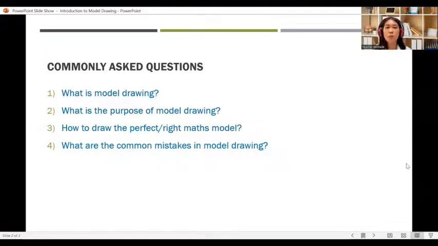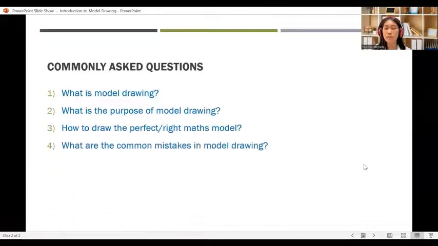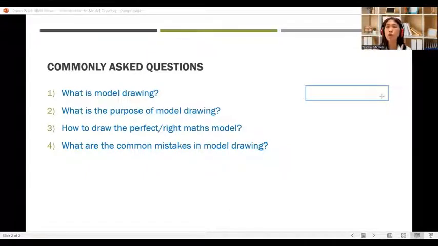When we talk about model drawing, we are basically using rectangles to represent all the information from your word problem. We will have one rectangle to represent one parameter that is given in the question, always bearing in mind that one rectangular block doesn't mean the exact quantity. Later we'll look at it in more detail. If I have 5 parameters, you will see 5 rectangles drawn for the question.